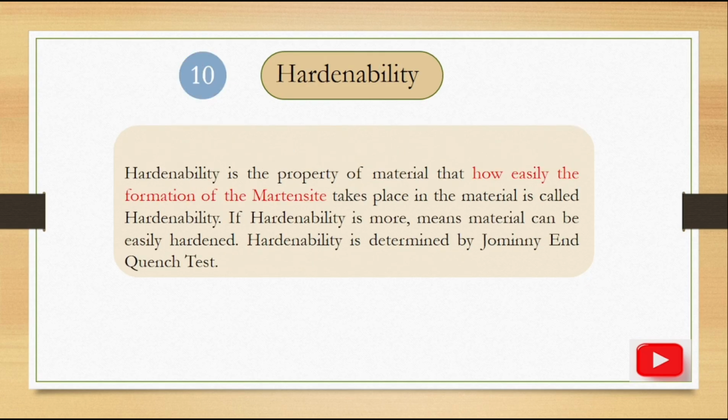Hardenability. Hardenability and hardness are two different things. Hardenability is the property of material that indicates how easily the formation of martensite takes place in the material. If hardenability is more, it means the material can be easily hardened. Hardenability is determined by geometry and the quench test.